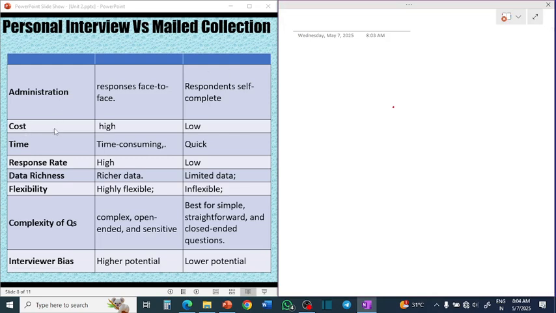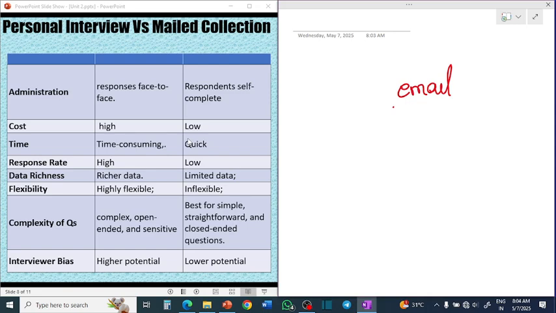Second, if we come on to cost, the cost in the first case is high because we have to travel to that person and collect the information from them. In the second case, the cost is low because we have to only send an email. So if the person has an email ID, we only have to send an email sitting in one place. So in this, the cost is low.